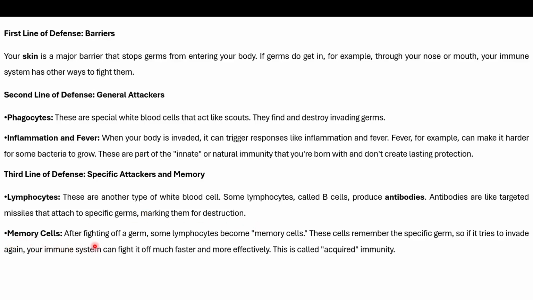And then there are memory cells. After fighting off a pathogen, some lymphocytes become memory cells, and these cells remember that specific pathogen. So even if it tries to invade the body in future, the immune system can fight it off much faster and more effectively. So this is eventually called acquired immunity. Okay.